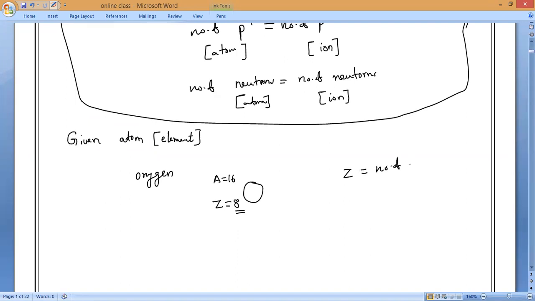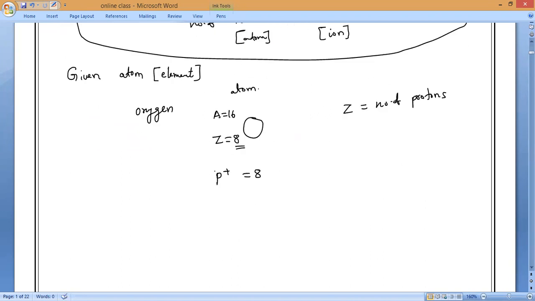Number of protons. How many protons are there? Eight, in an atom. I'm talking about an atom. Clear? Next, number of electrons in an atom.